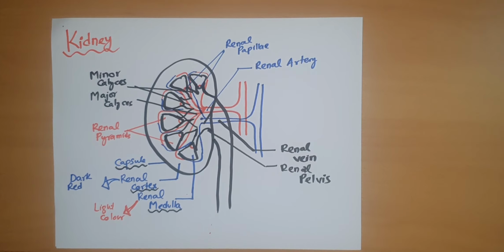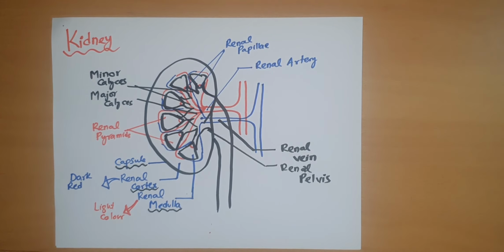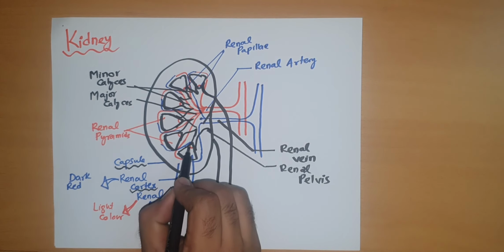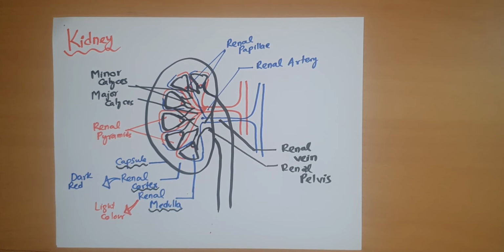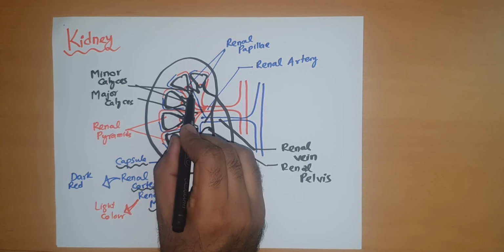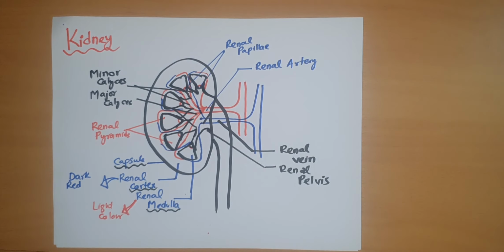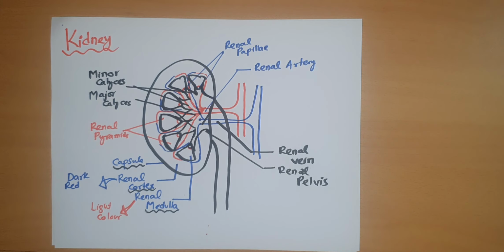Then we'll discuss that these structures, which are rectangle shaped, are called as renal pyramids, and at the apex of the renal pyramids they have the renal papillae, and renal papillae open up into these crevices which are shorter in size. They are called as minor calyces, which then become bigger, and they are called as major calyces.